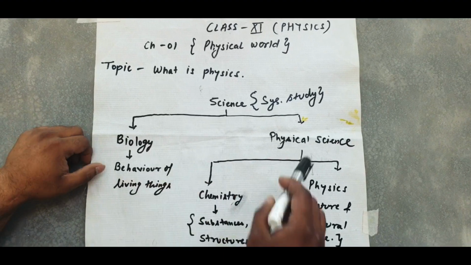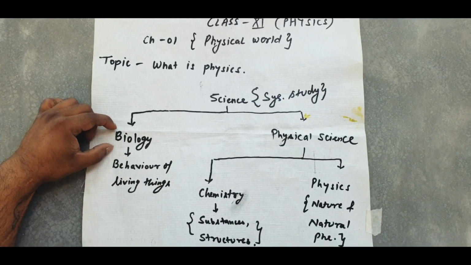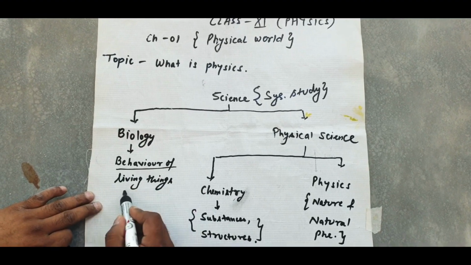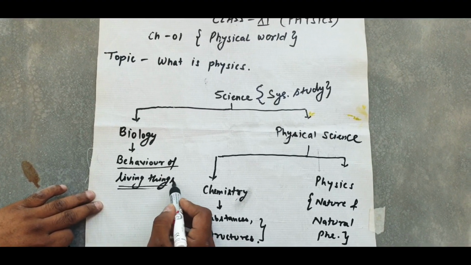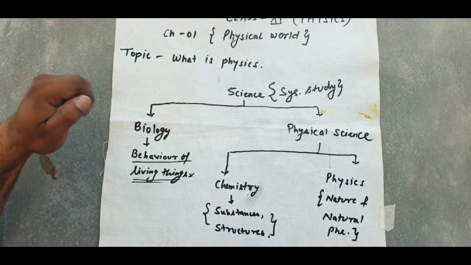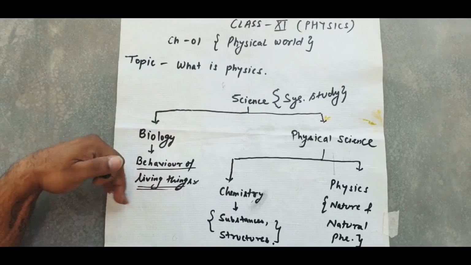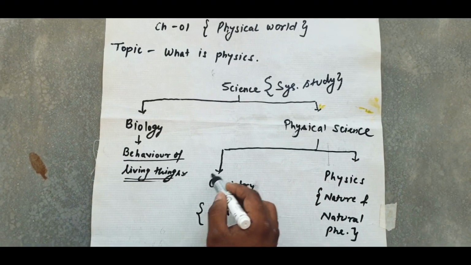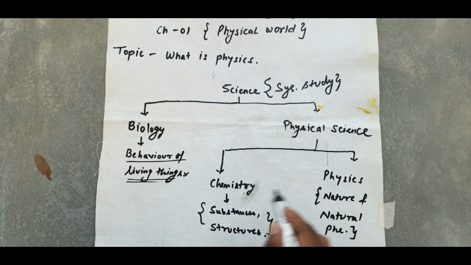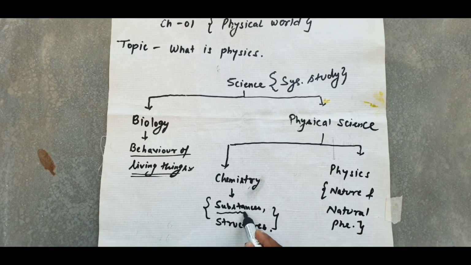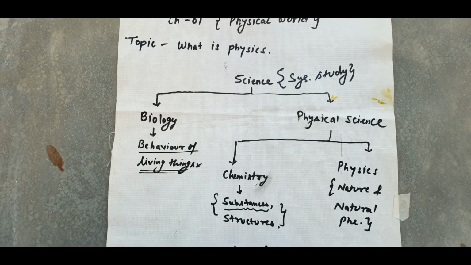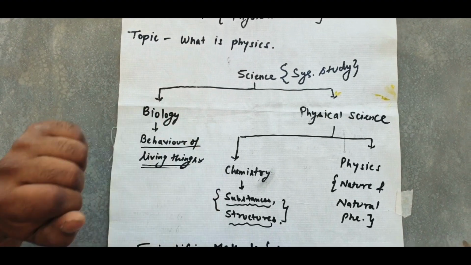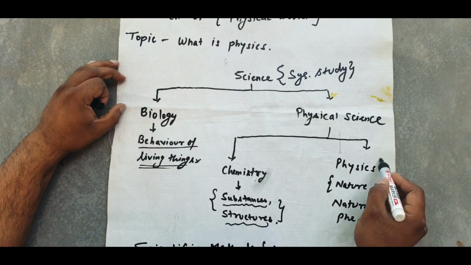Now there are two classifications of science. One is biology, another is physical science. In biology, we study the behavior of living things. As we all know, we all are living things, animals, organisms. This study comes in biology. In physical science, one portion is chemistry, another is physics. In chemistry, we study the nature of substances, their structure and behavior. All these things come in chemistry.